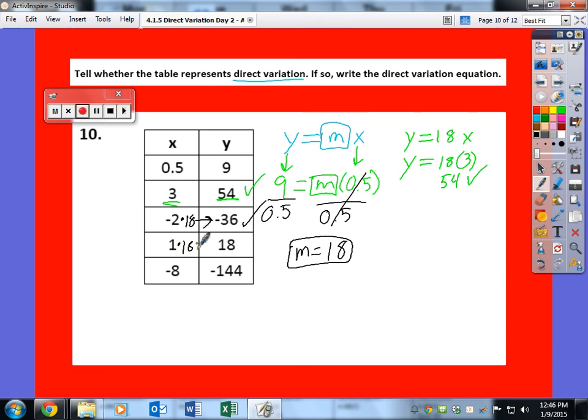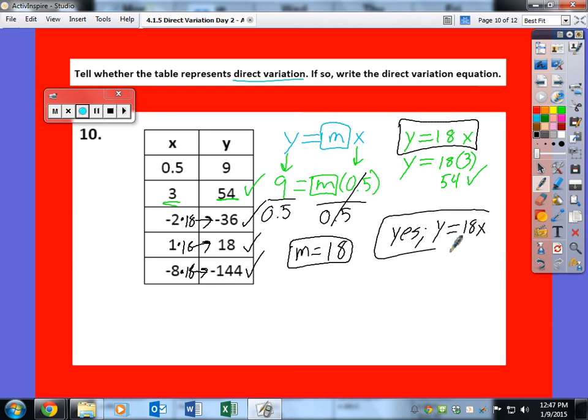1 times 18 gives you 18. Negative 8 times 18, if you want to use a calculator to check me, you can, but that does give you 144. All the numbers work with this one constant. That means this is the equation that shows this table, and this is a direct variation. So yes, it is a direct variation, and here's the direct variation equation that goes along with it.